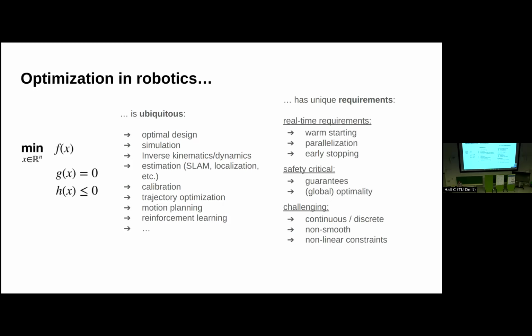But it's also particularly challenging because in robotics we often have a hybrid nature of continuous and discrete actions or states. We have non-smooth problems and often non-linear and difficult to handle constraints. Of course, there's a longer list of requirements depending on your application area, like high dimensionality as well. And so this means that we need specific optimization methods for robotics.